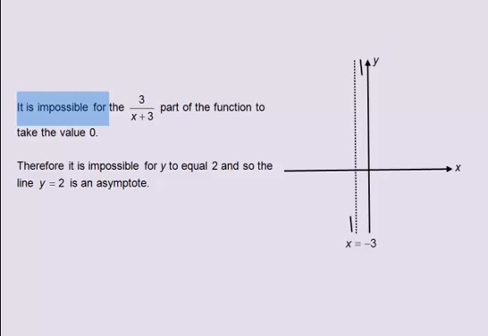It is impossible for the 3 over x plus 3 part of the function to take the value of 0. Therefore, it is impossible for y to equal 2, and so the line y equals 2 is an asymptote.